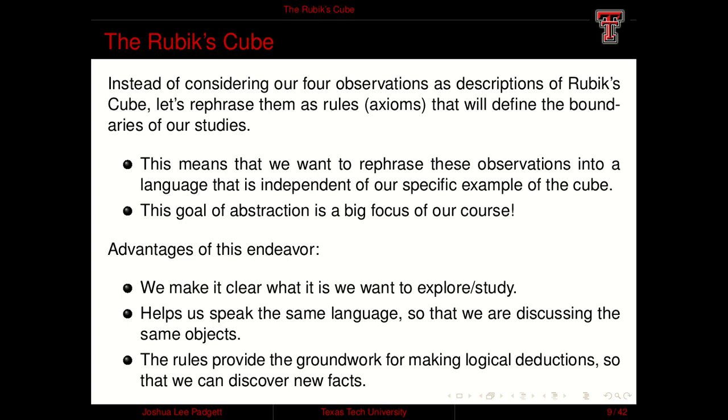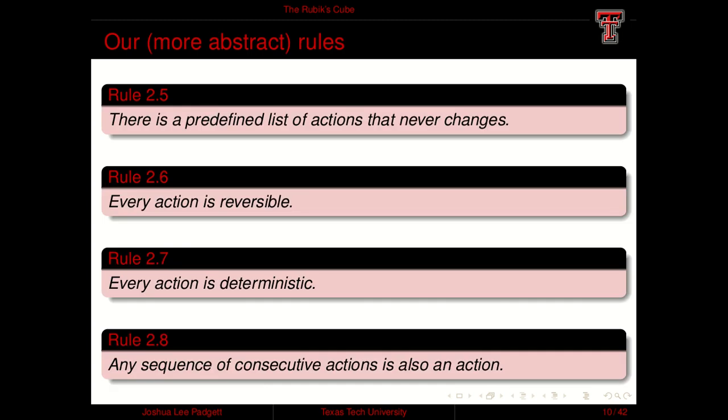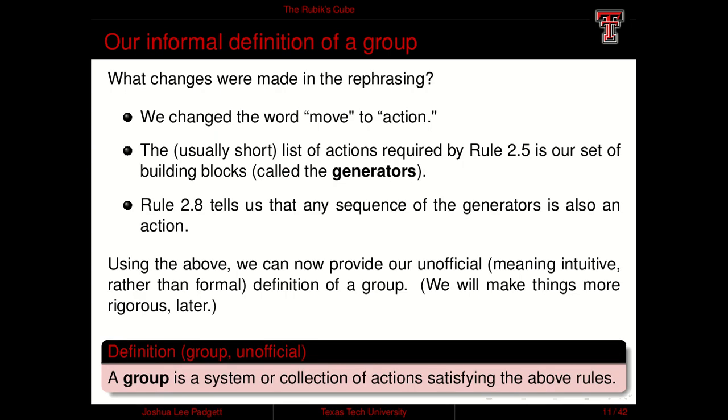And of course, there are lots of advantages to this, and you guys can obviously read those lines. Now, our more abstract rules still look pretty simple. There's a predefined list of actions that never change. Every action is reversible. Every action is deterministic. And any sequence of consecutive actions is also an action. So not a lot of changes have happened, other than we have changed the word move, in the sense of rotating in the Rubik's Cube, to simply action, which can sound pretty abstract in the sense it's just simply some execution of some rule.